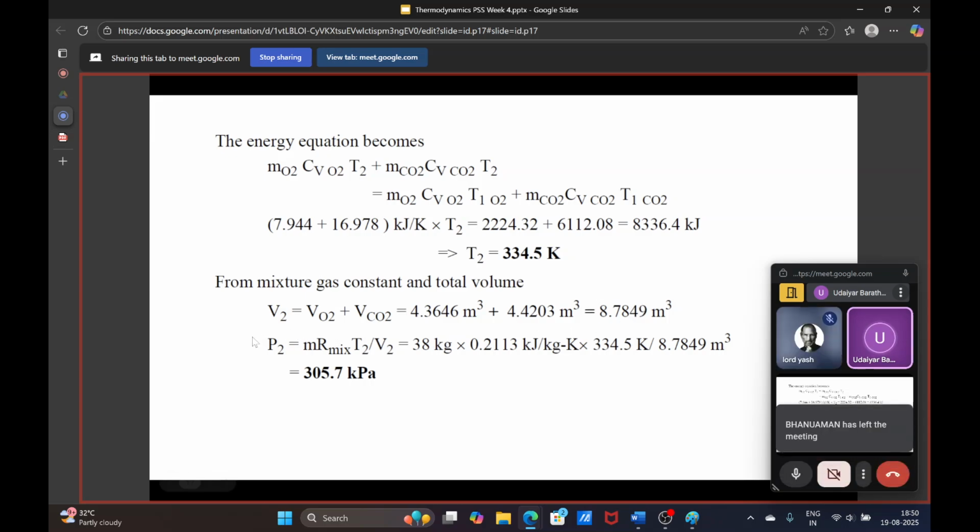Using the ideal gas equation, P is mRT by V, where R is for the mixture. Now we are assuming the total mixture as an ideal gas. Using this, we need to find the temperature, and as I told previously, from the U2 equal to U1 equation, the only unknown is temperature. So you get temperature as 334.5 Kelvin. Substituting that here, we get pressure as 305.7 kilopascal.